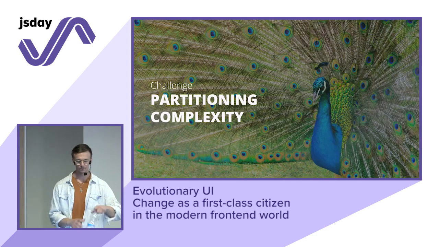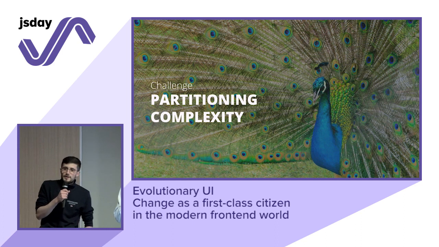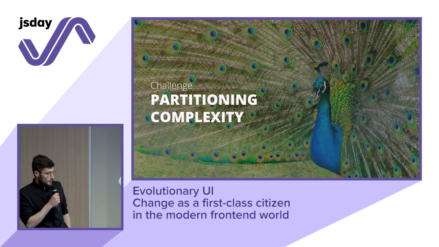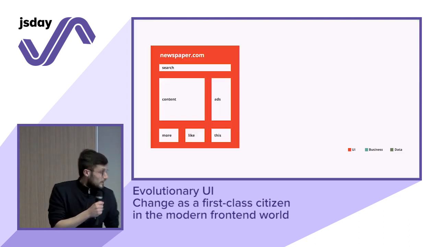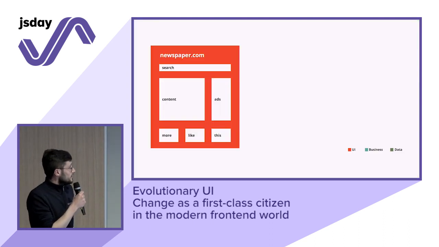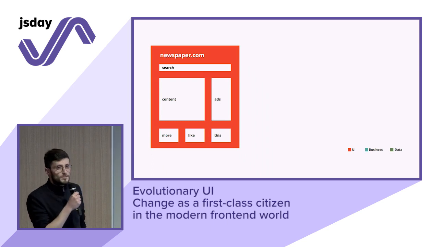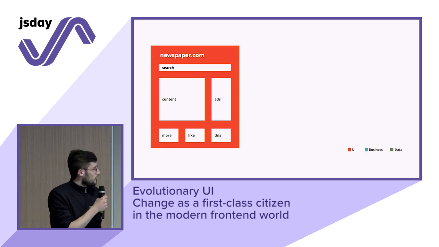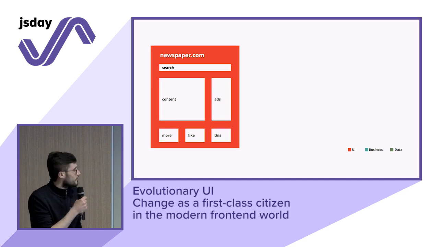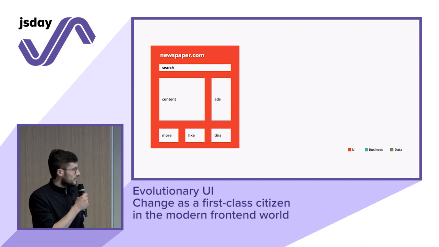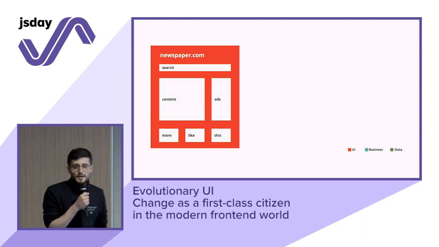So let's now speak about the challenge of partitioning complexity in our UIs. Here you can see an example of a newspaper website. It's nothing special. It has a search bar on top, a content section on the left, another one on the right, and a related article section at the bottom.